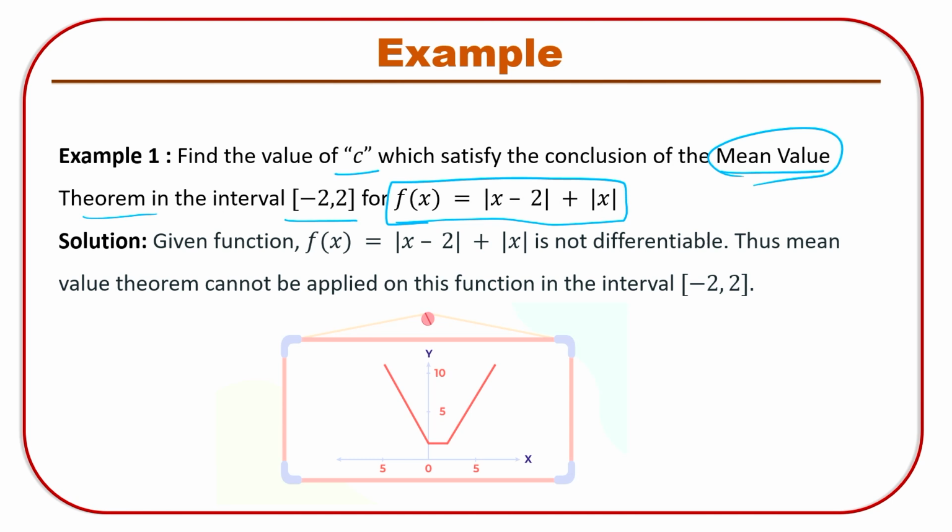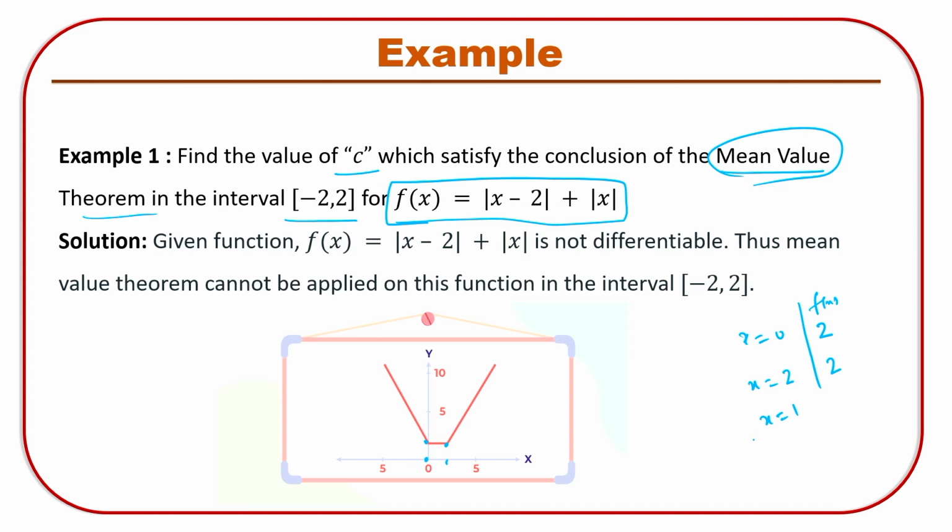To do this, let us first draw the function. So, f(x) is |x - 2| + |x|. For x equal to 0, what will be the value of f(x)? This is |-2| plus 0, which is equal to 2. So, for 0 it is 2, right. Now, for x equal to 2, what will be the value? You can see here x - 2, so 2 - 2 equals 0, so 0 and 2, this is equal to 2. So, for x equal to 2, the value is 2.